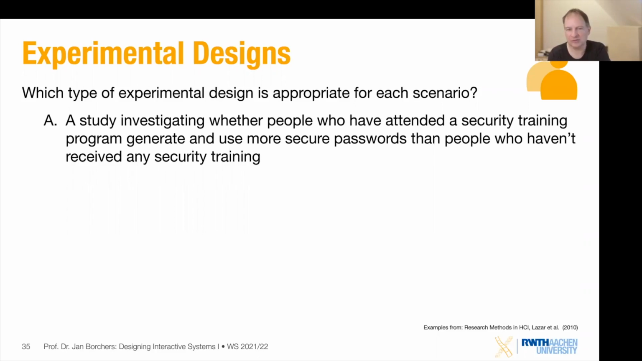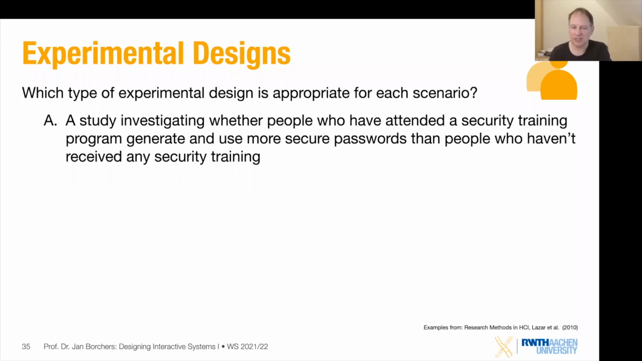And then secondly, you can ask yourself about the cognitive level of the task. Felix, what do you think? I think within groups is only possible here if the security training program would be in between both stages of the experiment. So if the security of their passwords is measured beforehand, then training occurs, and afterwards the password security is measured. But I think this scenario is very unlikely, so it would rather be between groups, I think.